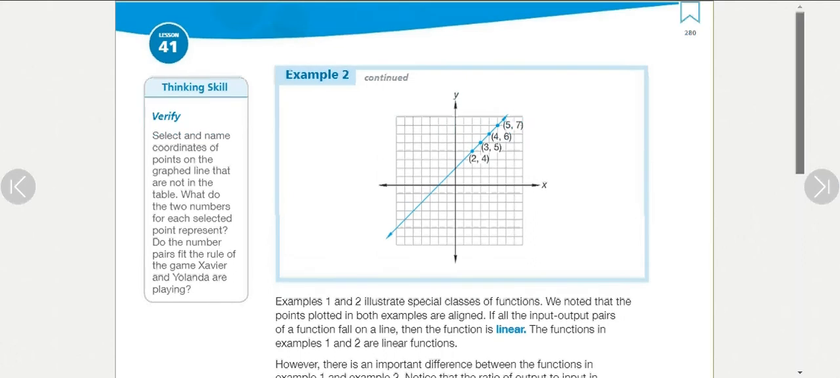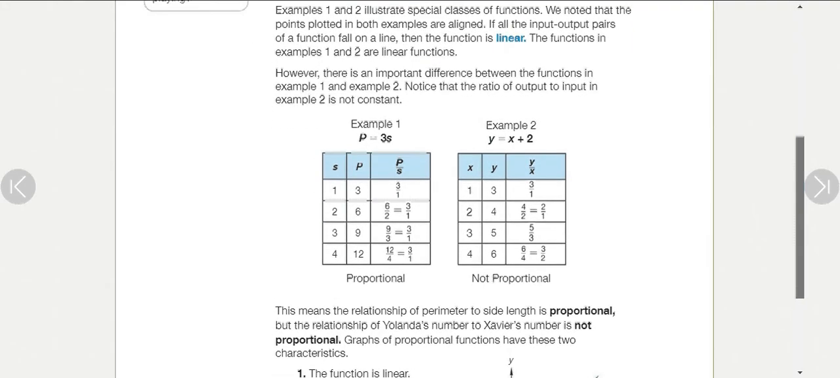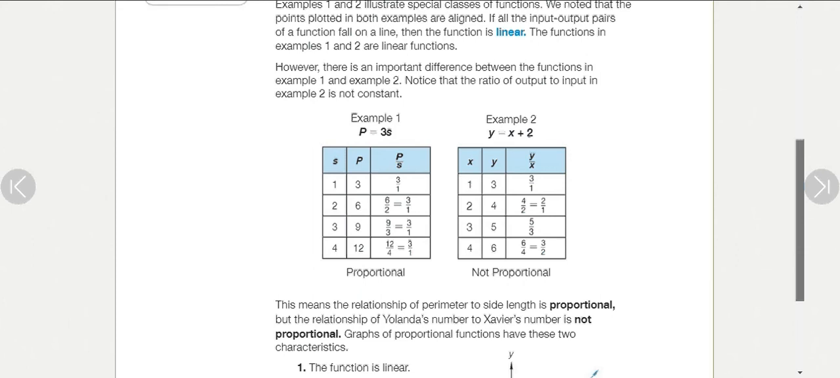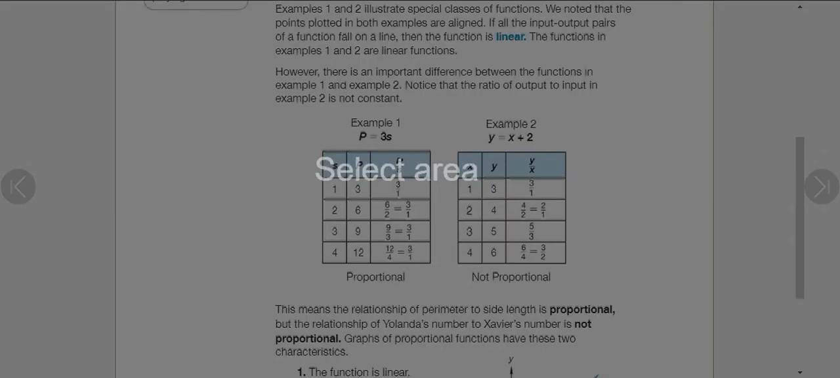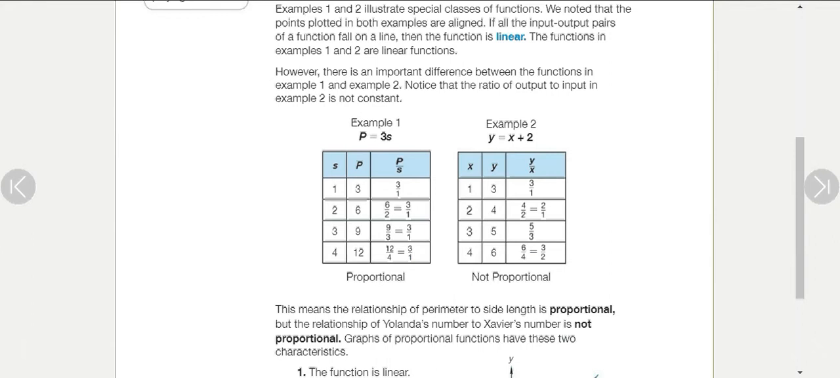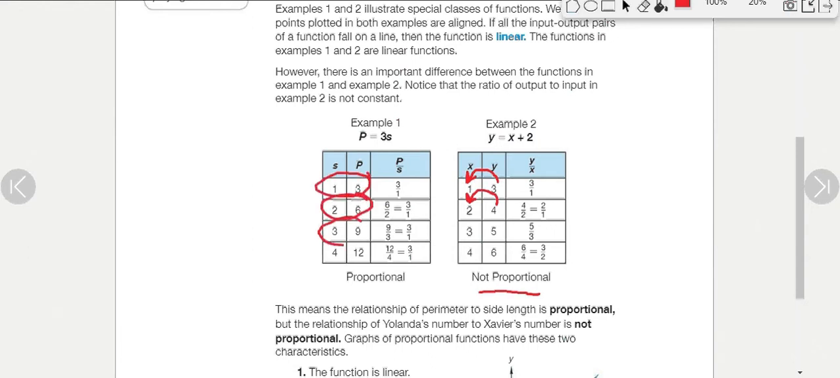They say it's not proportional, though. The ratio of output to input is not constant in this case. Even though it came out linear, sorry about that. Should have looked at this a little closer. It's not proportional because if you look at 3 over 1, that does not equal 4 over 2. They are not all equal the way that 3 over 1 is the same as 6 over 2 is the same as 9 over 3. The function is linear.